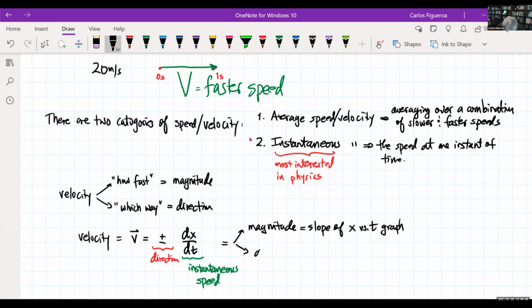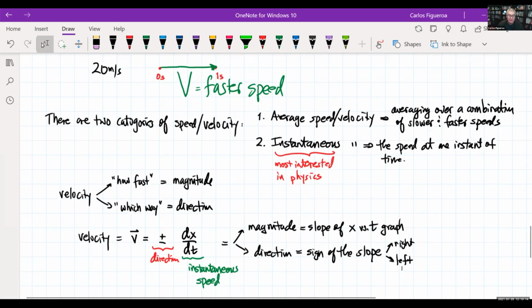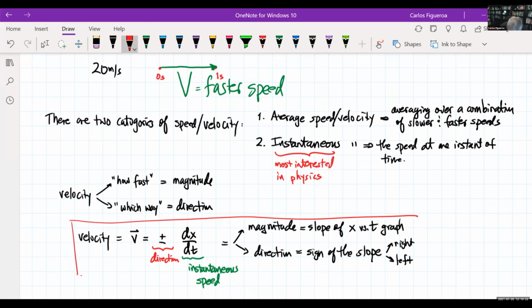And then the direction tells us about the sign of the slope, if I could say that, right? Because the slope has a magnitude, and then it tells you whether it's plus or minus. And the sign tells us, of course, whether you're going to the right or to the left. So that's what we mean by velocity right there. So when I box this up, this is our definition of velocity.